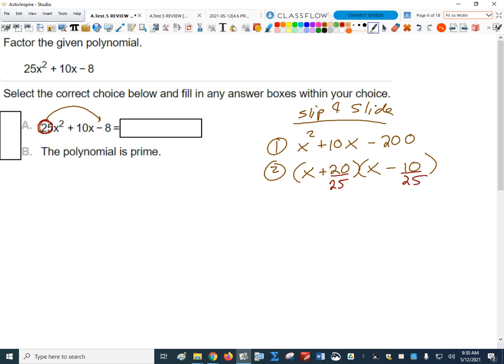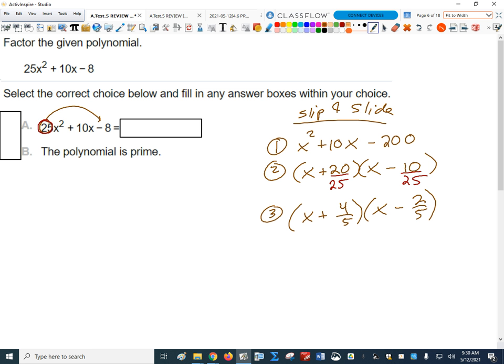Okay, what's next? Mr. Avery, what's next? Okay, good. Reduce those fractions, and that's going to give us x plus what? We can divide each of those by 5, get 4/5. Good.